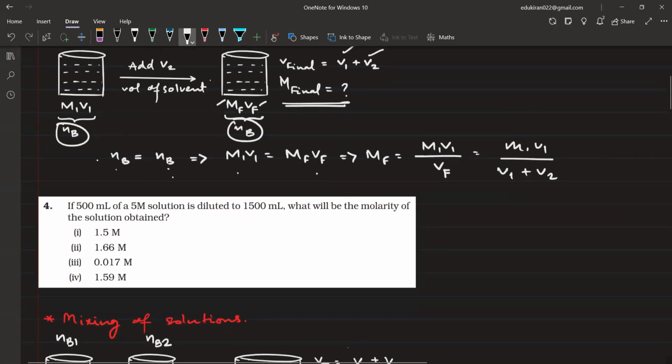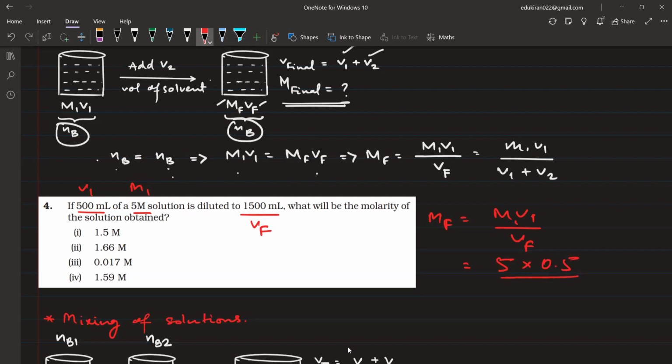Okay, so see here. Now, if 500 ml of a 5 molar solution is diluted to 1500, that is V final. ठीक है, what will be the molarity? This is V1 and this is M1. So M final will be equal to M1 V1 upon V final. M1 is equal to 5 into volume is equal to how much? 0.5. Everything should be in the same liters or ml में ही रहना चाहिए, ठीक है? Liters में ही रखिए. Divide by 1500. 1500 क्या लिख सकते हैं? 1.5.